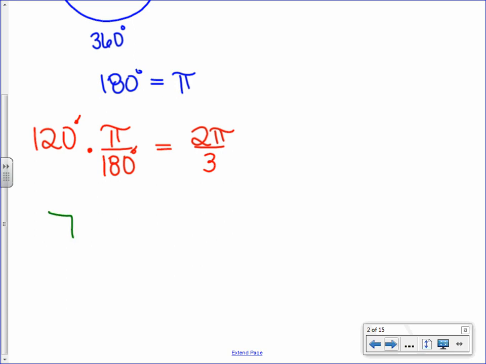Okay? Now, let's go the other way. What if I had the angle measure of 7 pi over 9? How do I get that into degrees? What would we multiply by? 180 over pi. We're going to multiply by 180 degrees over pi. Okay. Our pi's conveniently cancel. And how many degrees are we working with here? What's 180 divided by 9? 20. 20 times 7?